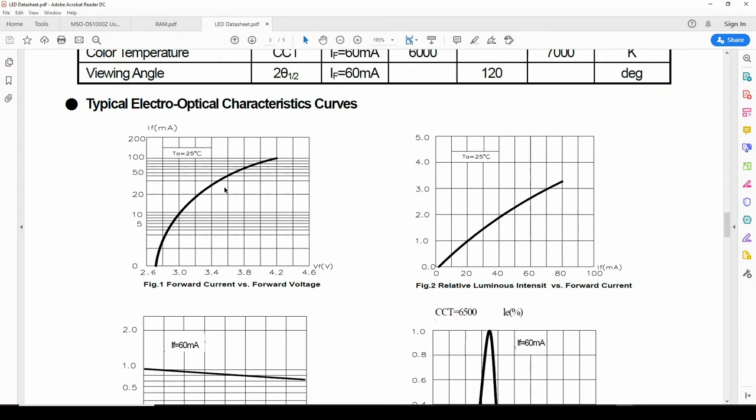Now keep in mind we've got 60 of these in parallel. So when they say it's going to be 10 milliamps at maybe 3 volts, 3.2 volts, actually it's going to be 60 times that in our case. It's going to be 60 times 10, or 600 milliamps, 6/10 of an amp flowing through this entire array. So at least this gives us an idea of what we should expect.